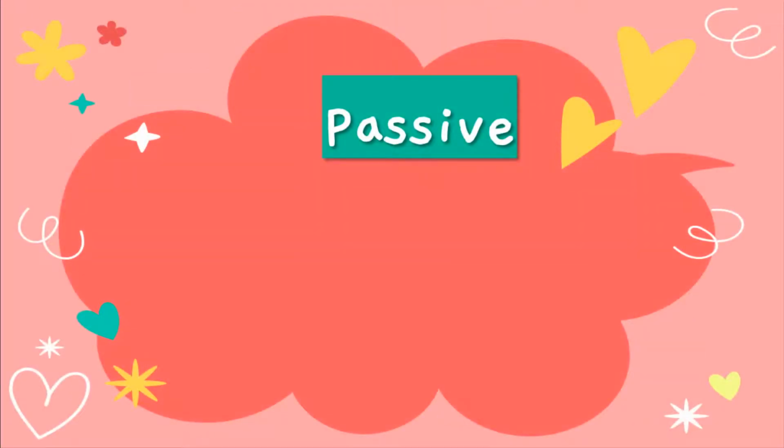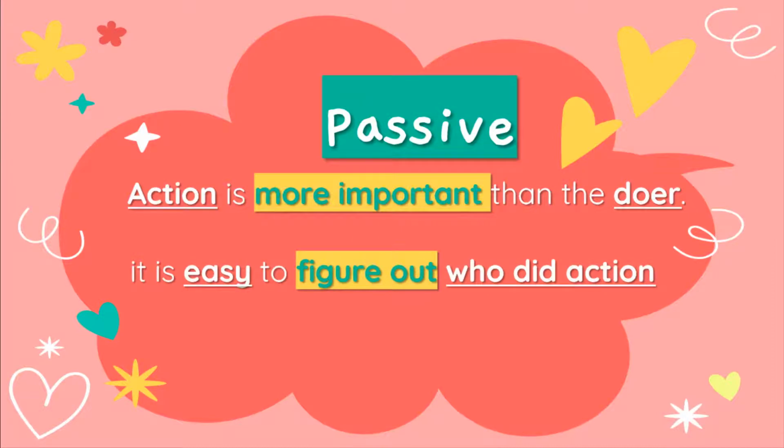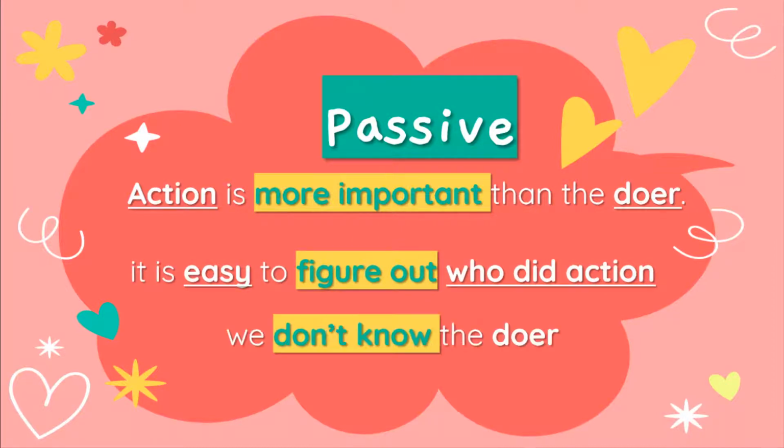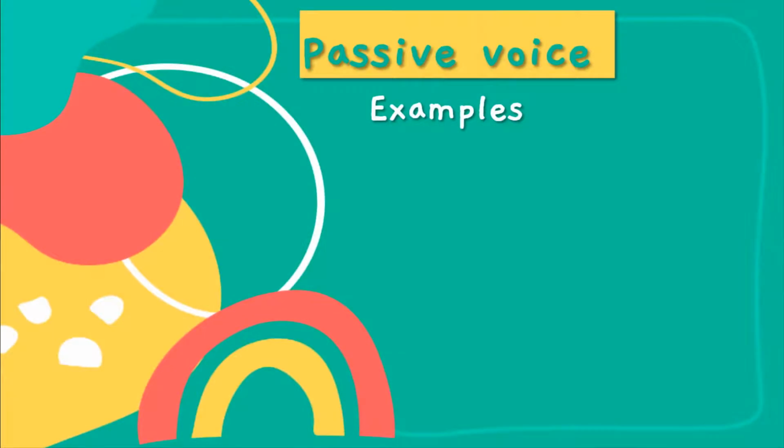We use passive voice when the action is more important than who did it. We use passive voice also when it's easy to figure out who did the action. We also use passive voice when we don't know the doer or the subject. For these examples of passive voice, we will transform the 3 active sentences given before to illustrate the differences.